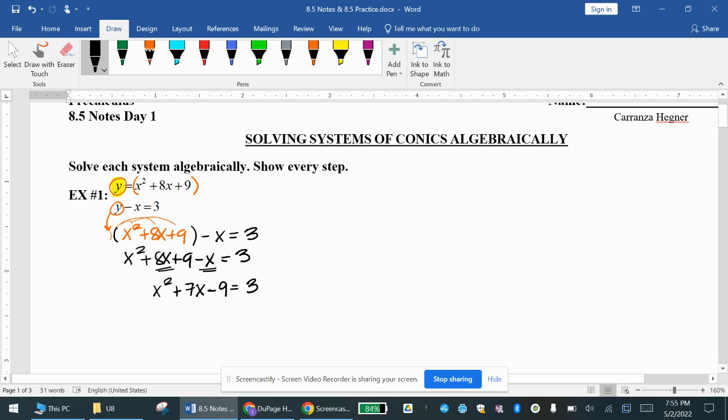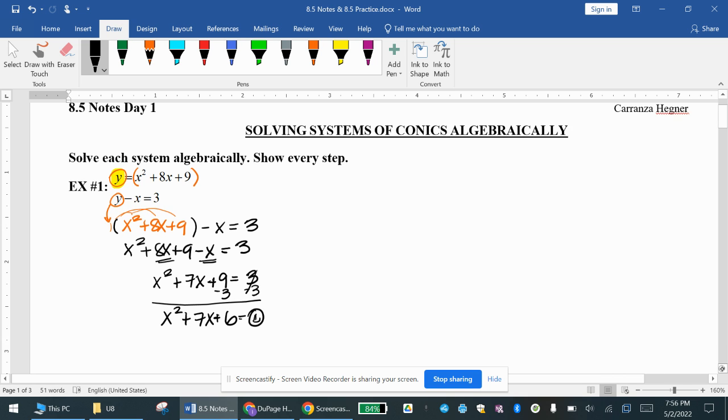So with quadratics, you want all your terms on one side, especially if it's standard form. So I'm going to go ahead and move the 3 over. And I have x squared plus 7x minus, hold on, I just realized it was plus 9. Okay, so plus 9 minus 3, so that's going to be plus 6.